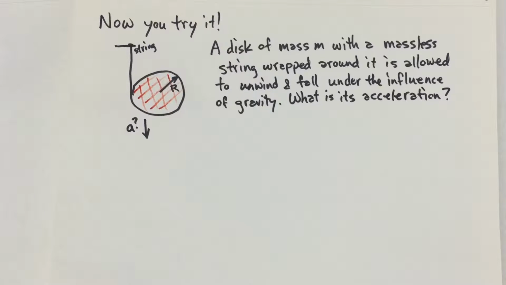Now it's time for you to try your hand at a problem that involves angular motion. Here's the example for you. We've got a disk that has a string wrapped around it, sort of like a yo-yo, and it's hanging with one end of the string held by some sort of a rod or a post. We're simply going to release this disk and let it fall under the influence of gravity. But instead of just falling, it also has to unwind the string as well. So the question is, what is the acceleration of this disk as it's falling under gravity?